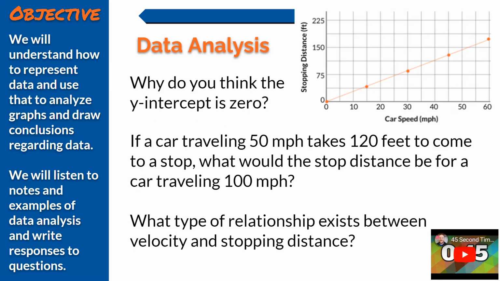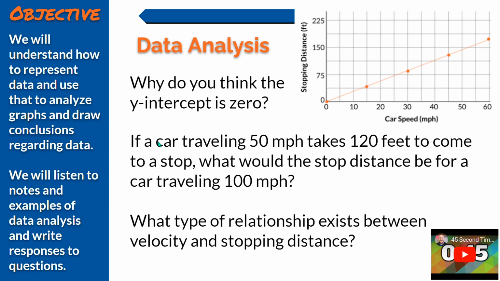Okay, why do you guys think my y-intercept is 0? Any thoughts? Yes? Because if you're going 0 miles per hour, it takes 0 feet to stop. Perfect. If you're going 0 miles per hour, it should take you 0 feet to stop. So yeah, you would expect it to go through 0. Hopefully it does. If it didn't, that would indicate you have some kind of error in your data.